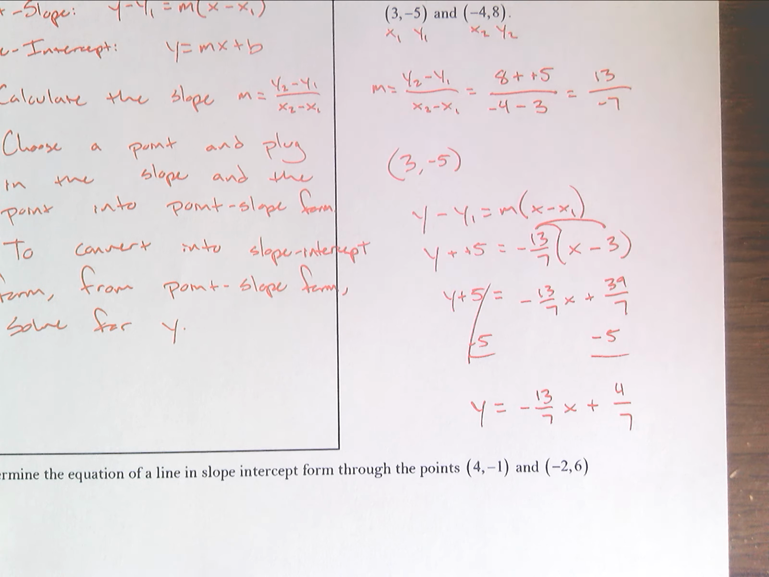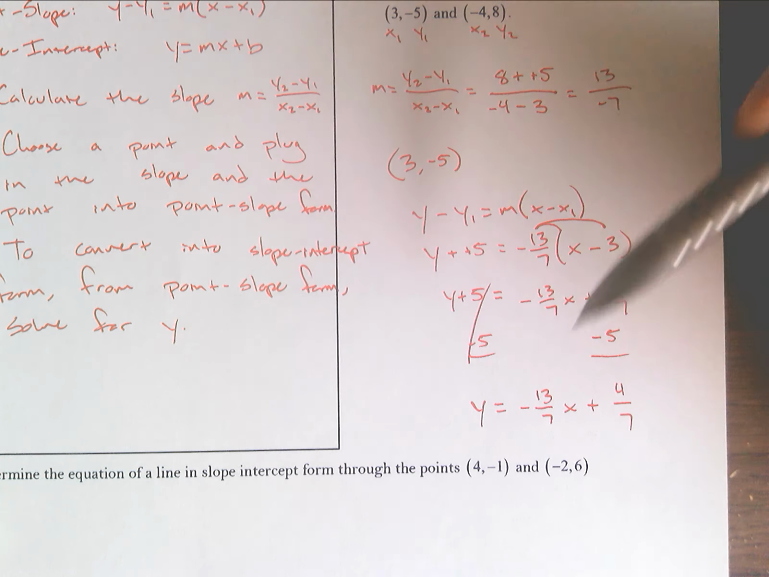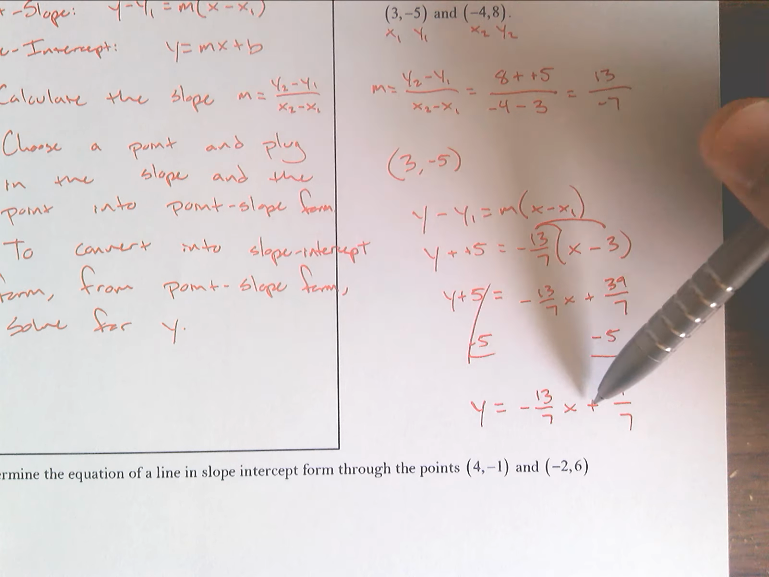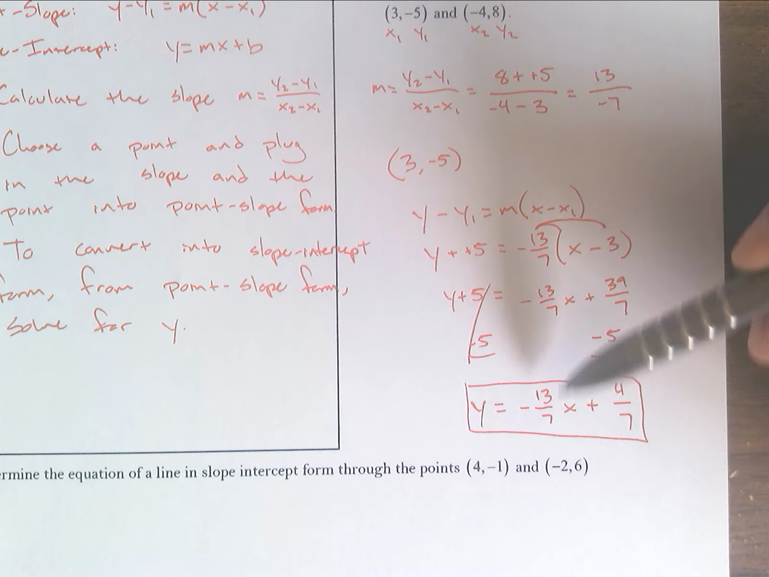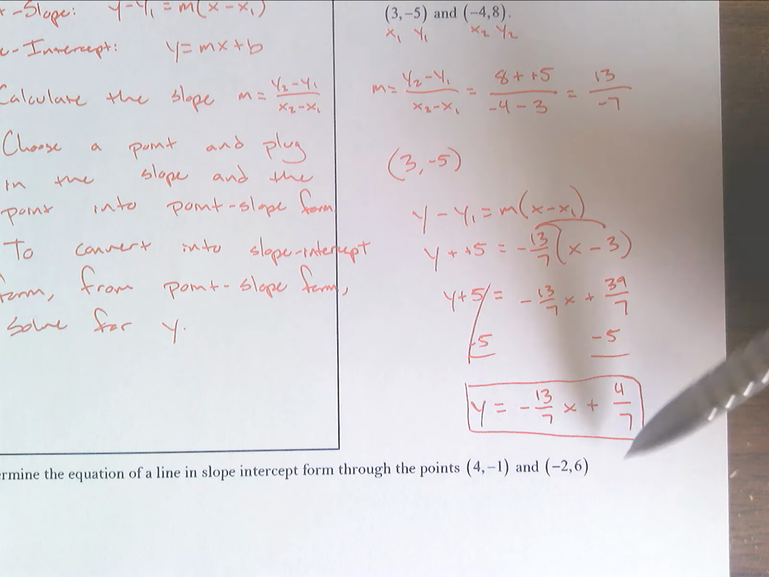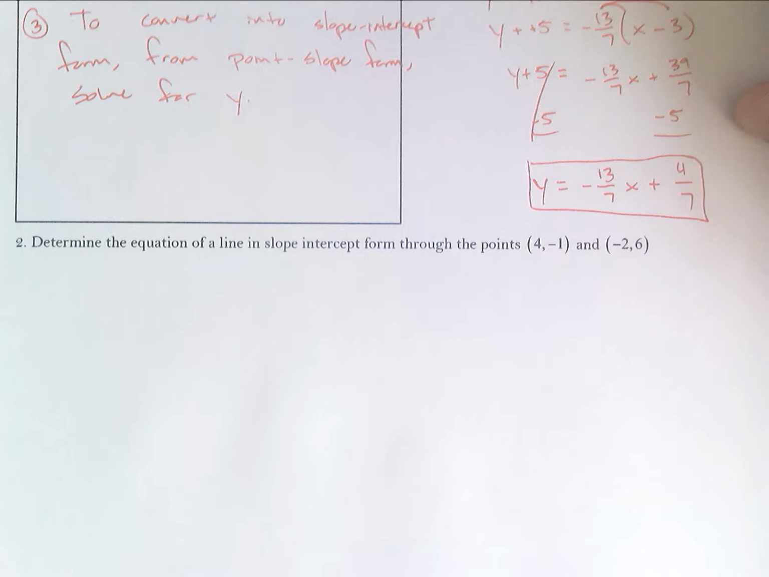And here we go. We just double check. Is this in slope-intercept form? y equals mx plus b. It sure is, where negative 13 sevenths is our slope, and our y-intercept is 4 sevenths. Let's try one more example.